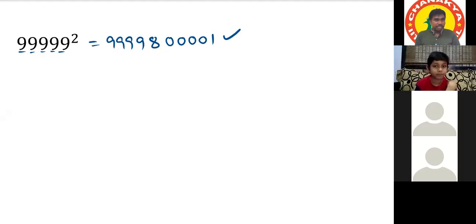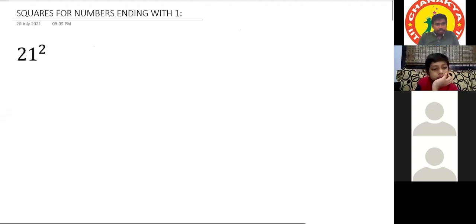For 9s, it is very easy, right? And last, the squaring technique. Squaring for numbers ending with 1. Squaring numbers ending with 1.